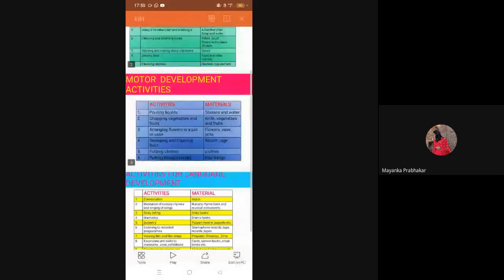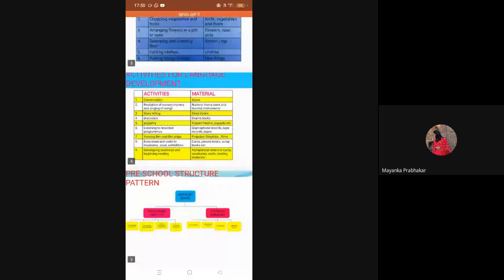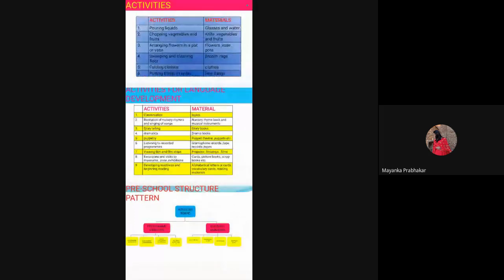I think all the 5 slides are appearing here. Is it visible to all of you? Yes, sir. The last slide, preschool structure pattern.